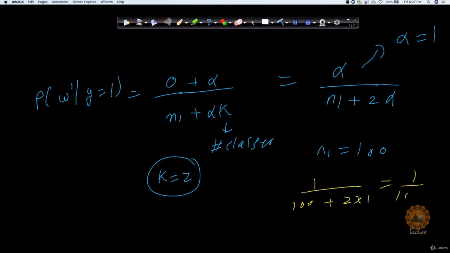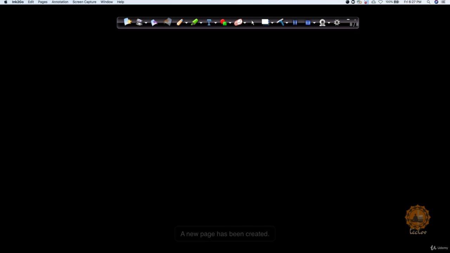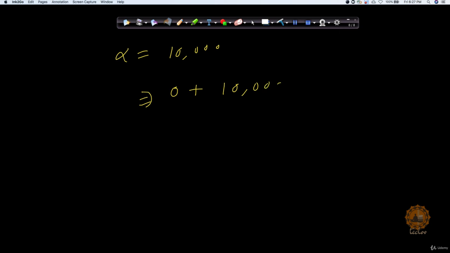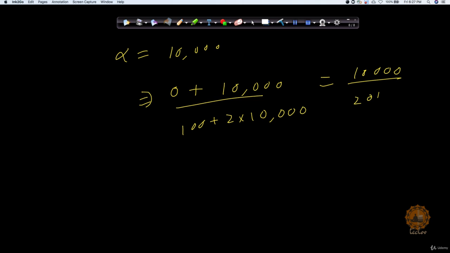So what I got is 1 divided by 102. Now if you look at this value, it is definitely not 0. This is going to be a small number, but it's not 0. Now take another case where I have gone for an alpha value of 10,000, or some huge number. In that case, if I go back to my same part, 0 plus 10,000 divided by 100 plus 2 into 10,000, because if you remember, the k was 2. So here we will get something like 10,000 divided by 210. So I will get roughly 1 by 2, not exactly 1 by 2, but almost 1 by 2.